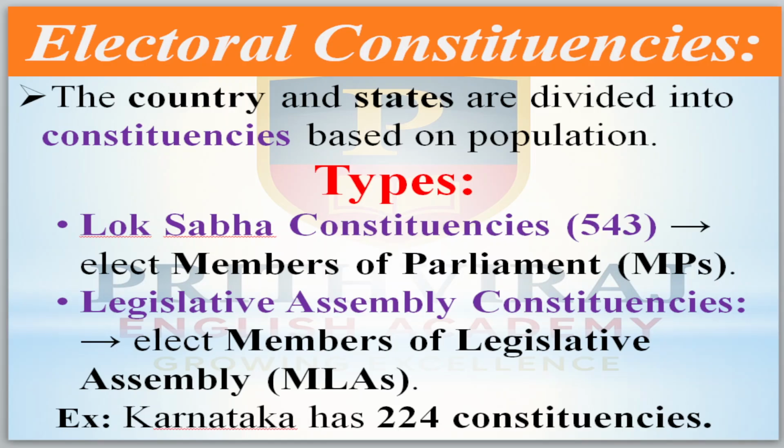Understanding my point? Then legislative assembly constituencies elect the members of the legislative assembly, the MLAs. Right now in Karnataka we have 224 constituencies, and from there the MLAs are elected.